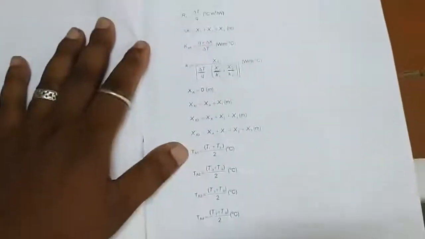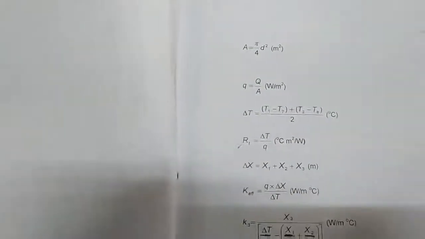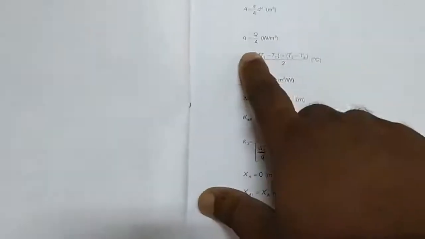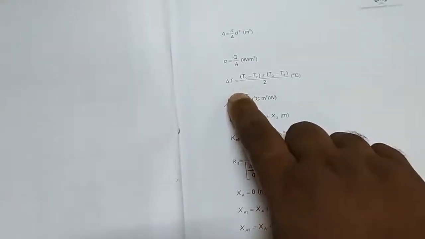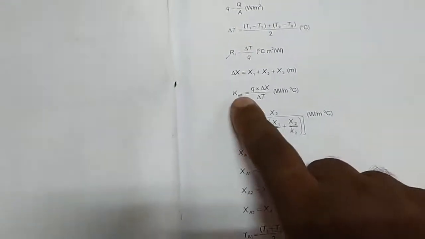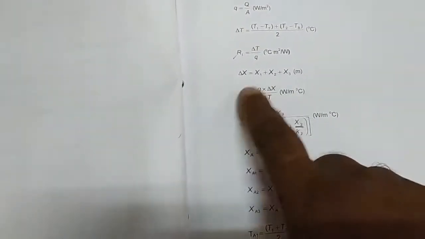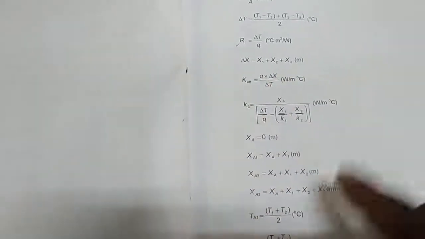Once we get the heat energy, this area we can find out, that is, the diameter will be given. We can find out what is Q, that is heat per unit area. We can find out what is delta T, the change in temperature. Then finally we can find out the thermal conductivity, the effective thermal conductivity. We can also find out the thermal conductivity of one particular slab.